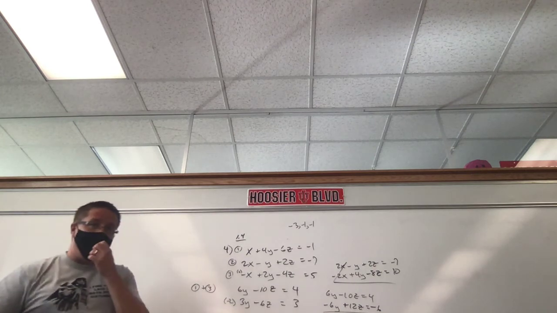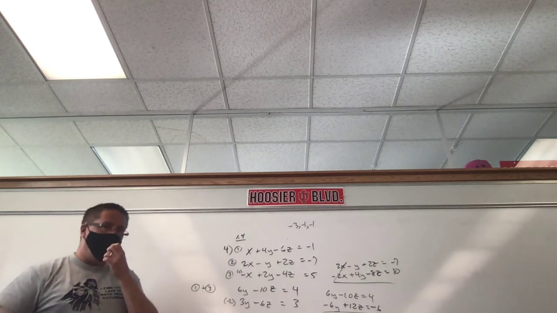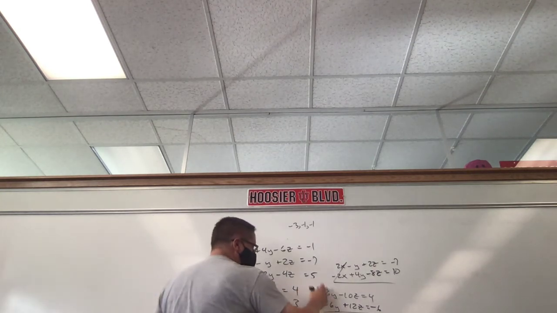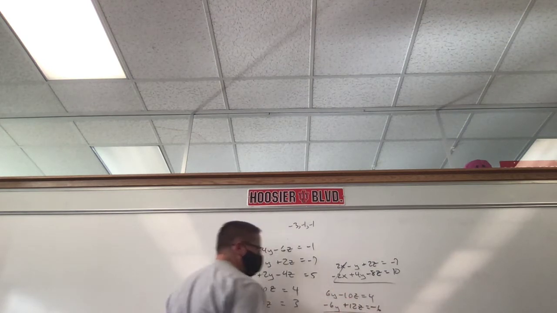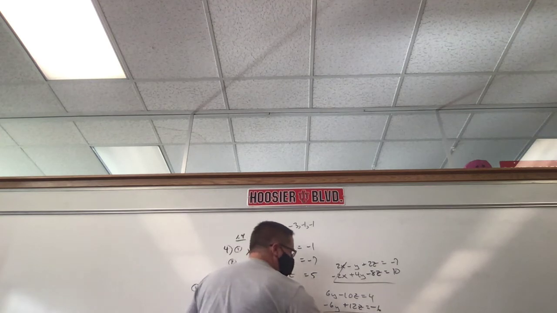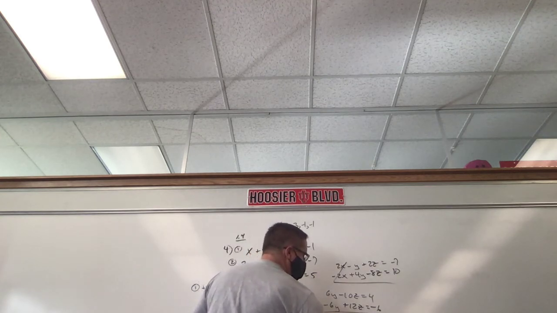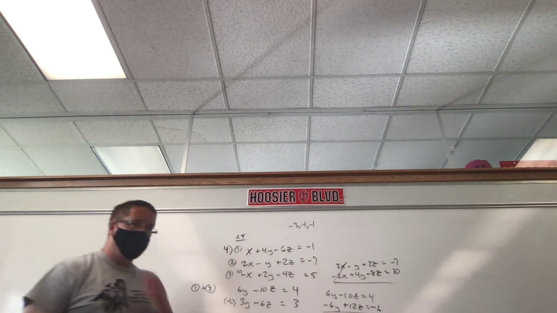Now, when we add them up, the y's are going to go away. These add up to nothing. These add up to 2z. These add up to negative 2. Divide by 2, and we get z is negative 2 divided by 2, which is negative 1.